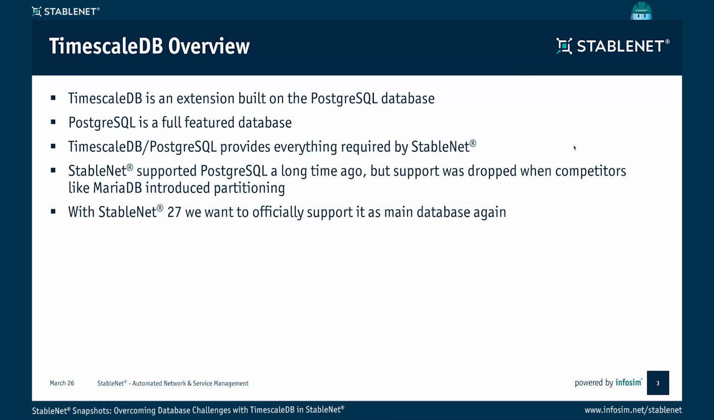Funnily enough, we already supported Postgres a longer time ago. But at some point, competitors like MariaDB were introducing partitioning. Since we wanted to rely on that back then, we dropped support for Postgres and moved over to MariaDB. But with the introduction of TimescaleDB, a time series extension for Postgres, we want to also support Postgres again in the future. So we plan to officially support it with StableNet 27 as a main database again.